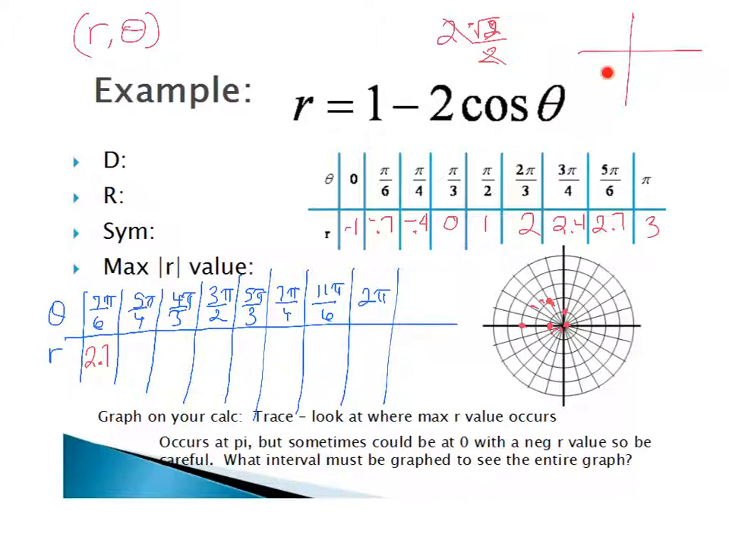Five pi over 4 is down here. My cosine is negative root 2 over 2 times the 2, negative root 2, and then 1 minus a negative root 2 is 1 plus root 2, which I think I did earlier. Didn't I do that earlier? 1 plus root 2? That was the 2.4.